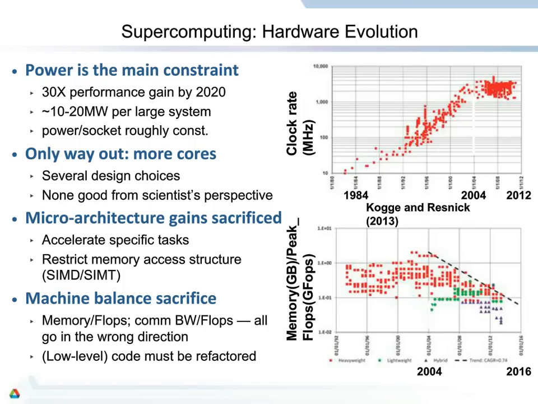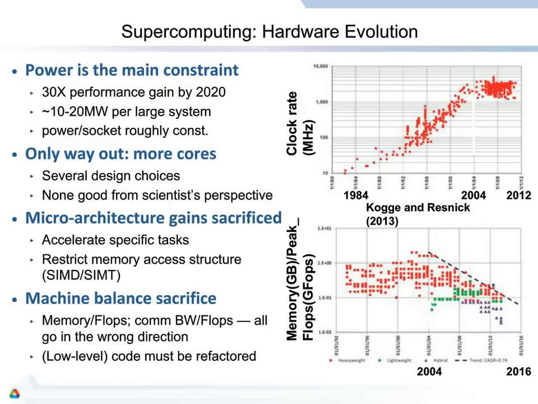Starting in 2004, as you can see from these graphs from Coghi and Resnick's review, something very interesting happened. The clock rate stalled, and other things changed too, but I just use these two figures. One shows that the clock rate on processors kept going up, and then it stalled. The other thing that's interesting in this figure, I'll come back to it later, is that the memory on a machine is going down as a function of the flops that the machine has.